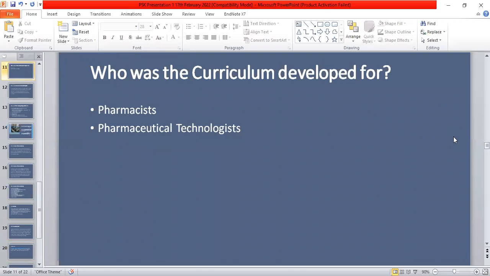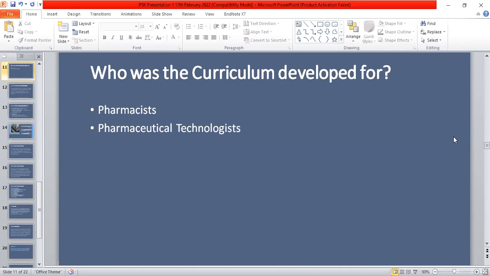So who was the curriculum developed for? It was developed for the 2 cadres, pharmacists and pharmaceutical technologists. And these are those that are working in community pharmacies, ideally. However, it is not limited to those working in private practice. It is also available for those working in the public sector.